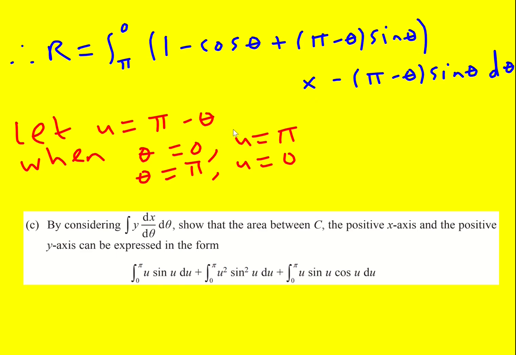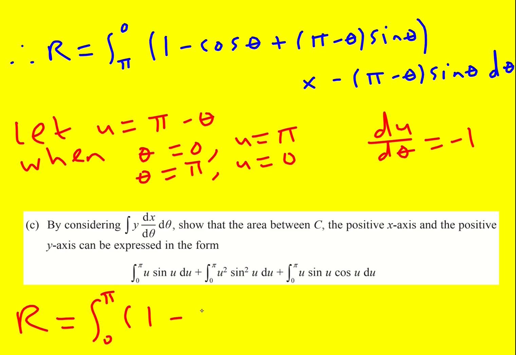We then just have to think about a couple. Okay, right, I'll write the next bit down. So it's going to be r. I'm going to get that du by d theta is going to equal minus 1. So r is now going to be the integral from 0 to pi of 1 minus cos. Of course, if I let u equal pi minus theta, then theta is going to become pi minus u. So I'm going to get pi minus u here.